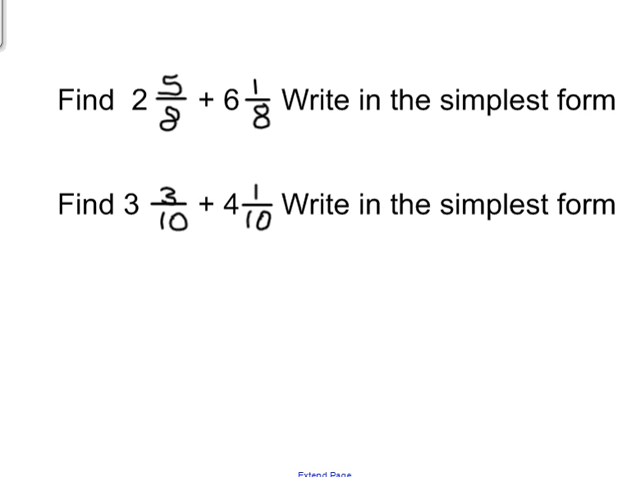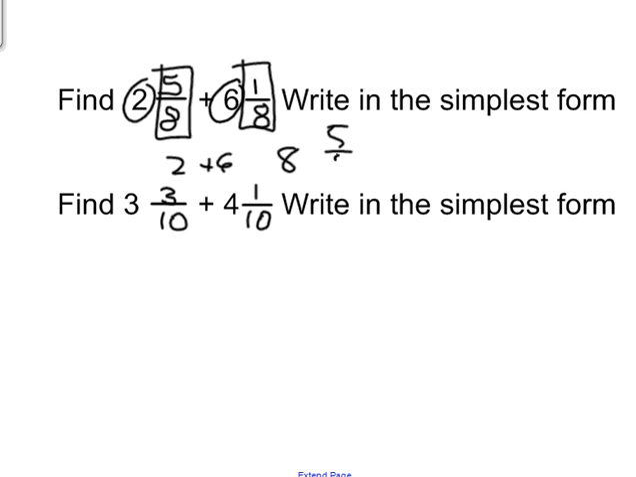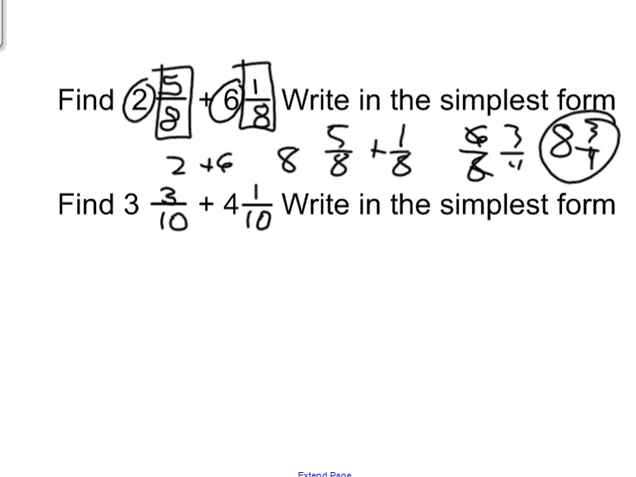Right, 2 and 5/8 plus 6 and 1/8. Well, I think I can just add my whole numbers out front, 2 plus 6, and I get 8. And then I can add my fractions, and I can say 5/8 plus 1/8 becomes 6/8. 6/8 can be reduced. 2 will go in there 3 times, and 2 will go into 8 four times, so 3/4. So my total answer would be 8 and 3/4.